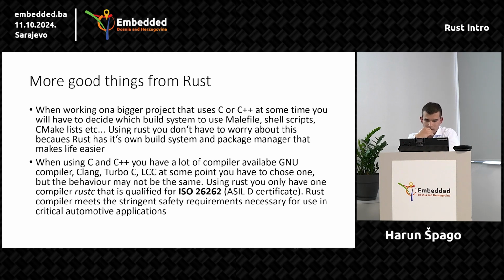The other disadvantage for C and C++ is that there are a lot of compilers. When we use Rust, we have only one compiler, which is qualified for the ISO 26262 certificate, which means that we can use it for critical automotive applications.